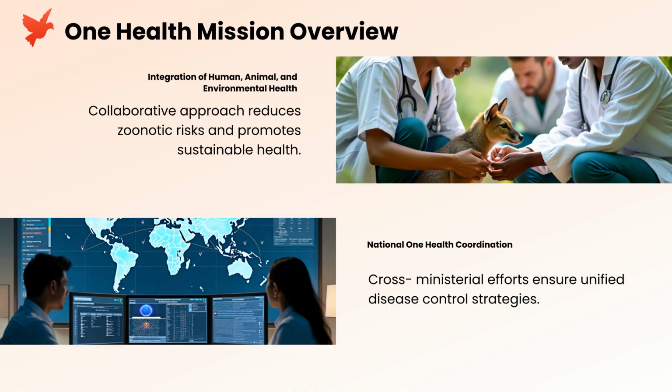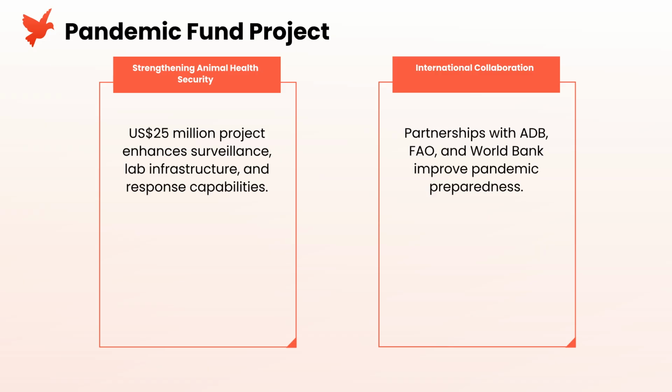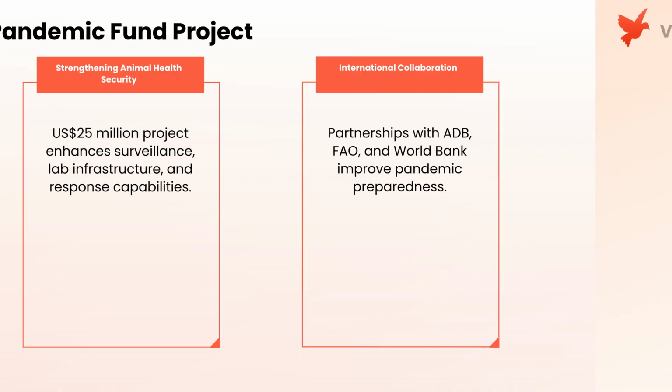This holistic strategy aligns ministries to unify disease control efforts, effectively reducing the risks of zoonotic diseases and promoting sustainable health for both the country's population and its livestock. Supported by a $25 million United States pandemic fund project and international partnerships with organizations like the FAO and the World Bank, India continues to enhance its surveillance, lab infrastructure, and rapid response capabilities.